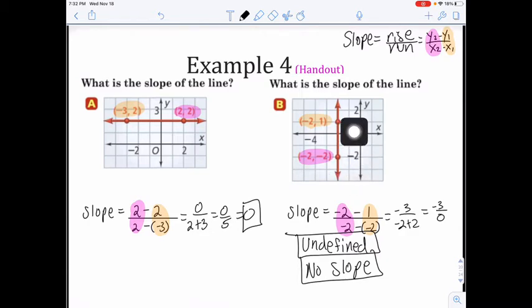Over here we do have a rise, so you could start from either point. So we can say we start up here and we go 1, 2, 3 down, negative 3. But we didn't go sideways, right? There's no run, so that would be a 0. So negative 3 over 0, we'd get the same answer, undefined, no slope.